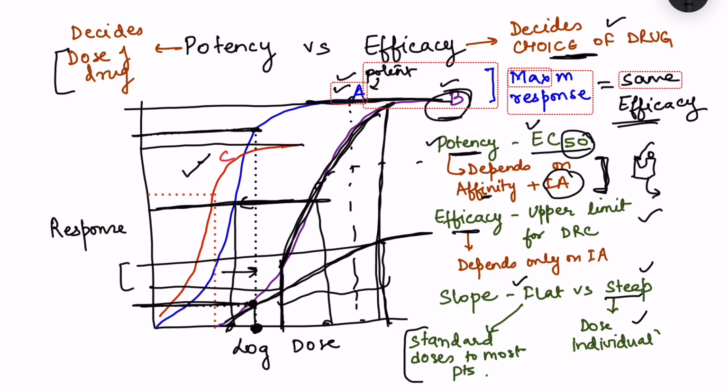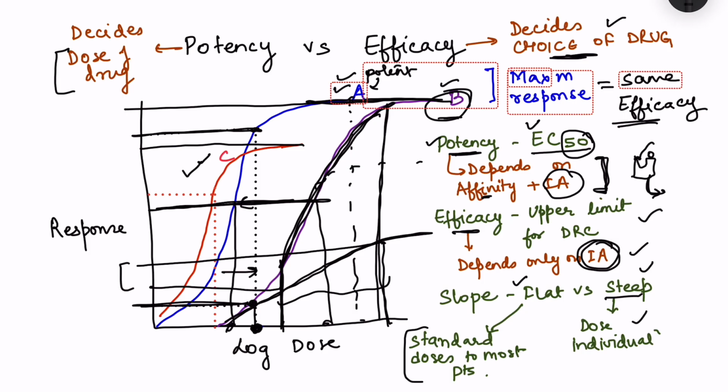So that is the intrinsic activity. More details we are going to see in the next video where we talk about agonist and antagonist. So this is affinity and intrinsic activity. Potency depends on both. Efficacy depends only on the intrinsic activity, that is the maximum response. We are not bothered what the binding is. What is the maximum response depends only on intrinsic activity.